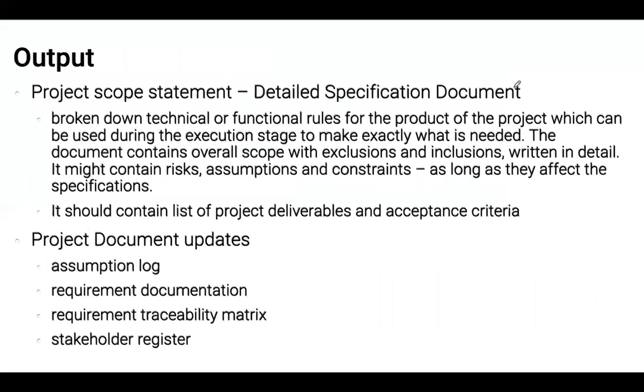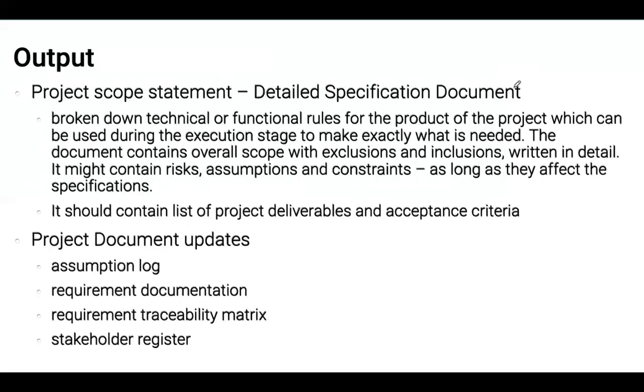So as an output, we're going to have a scope statement, which is the detailed specification document, which breaks down technical and functional rules for the project. And those rules can be used during the execution stage to make exactly what is needed. So, if in our scope definition we state what our widget cranker does, then in performing project work, we can make the widget cranker that does exactly what is expected.